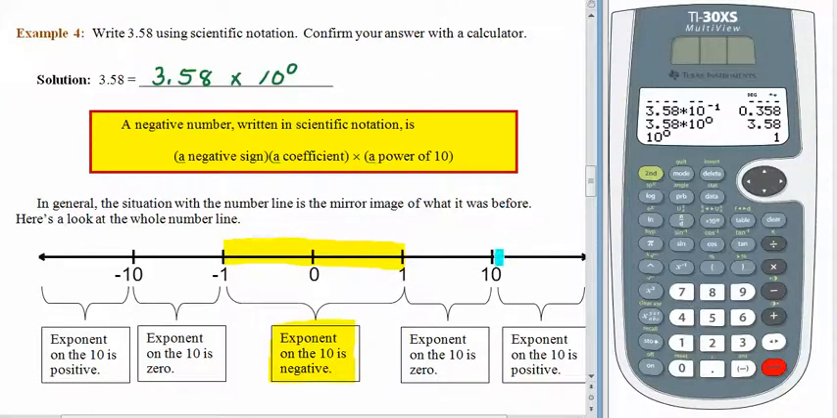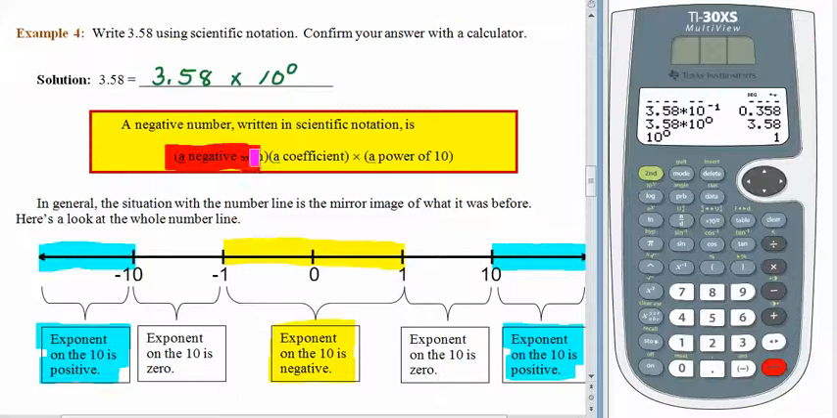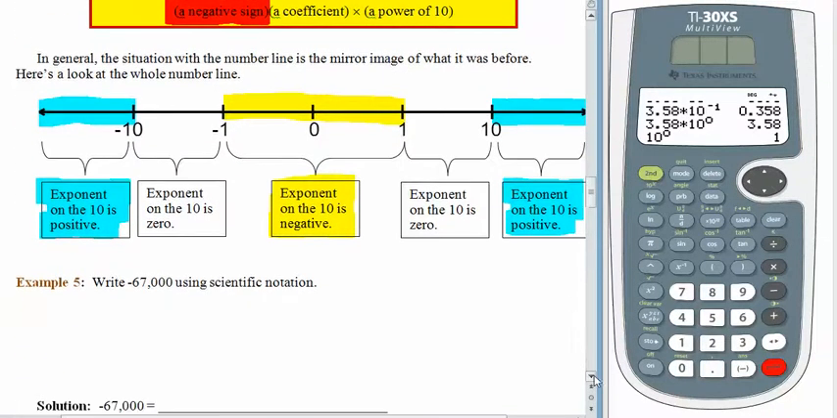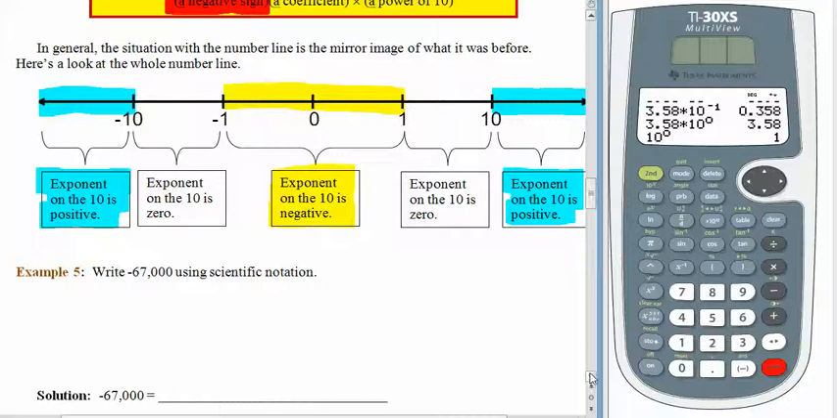As soon as you get numbers that are more than 10 units away from 0, the exponent on the 10 becomes positive. And that doesn't change if the number is negative. The exponent on the 10 here is going to be positive also. The only thing that's different when you talk about negative numbers written in scientific notation is that you get a negative sign out front. But that's what you get with regular negative numbers as well. So it's no big deal. Let's try a couple of examples here. Our first one is to write negative 67,000 using scientific notation.